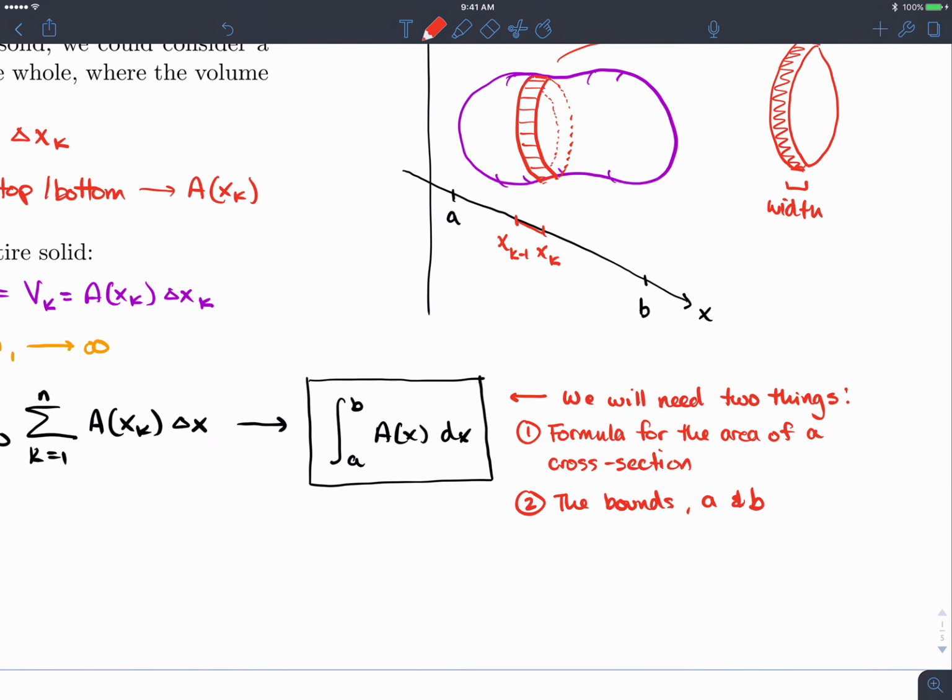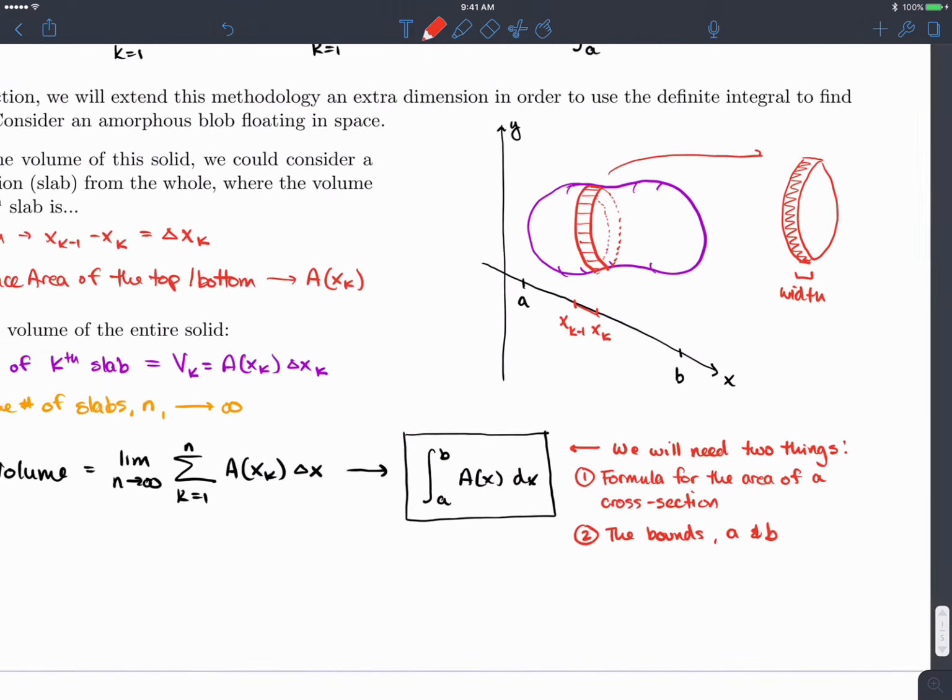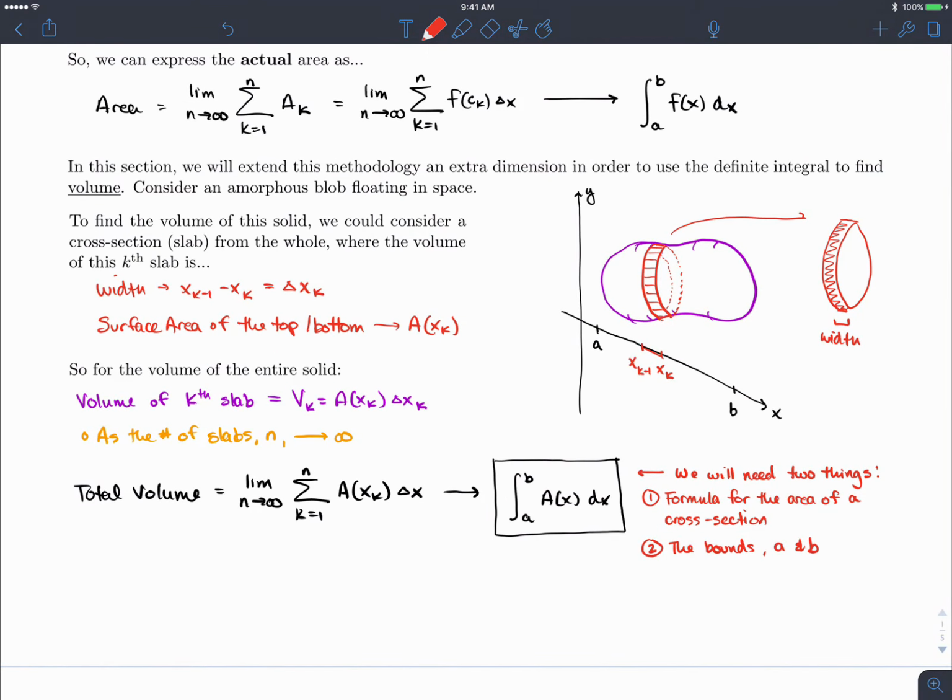As we move on to these next, more specific topics, it's always good to keep this in mind, that when we start talking about finding volume, this is how we do it. These are the two things that we are going to need to gather before we can proceed with calculating a particular integral.